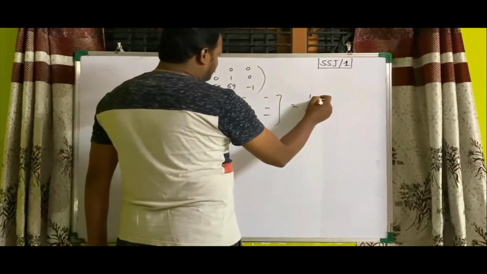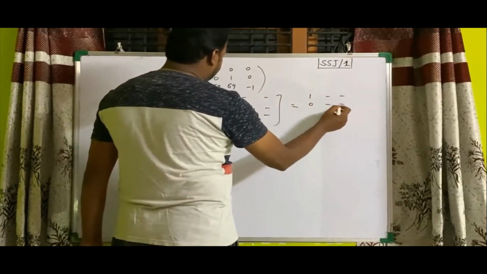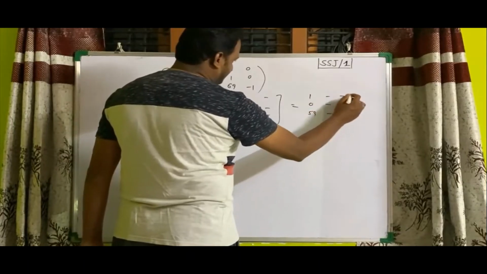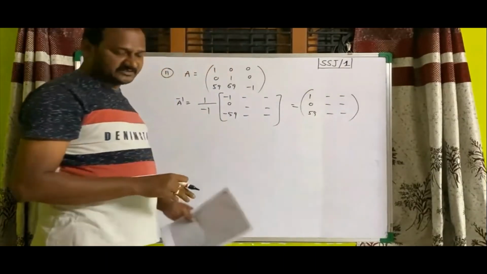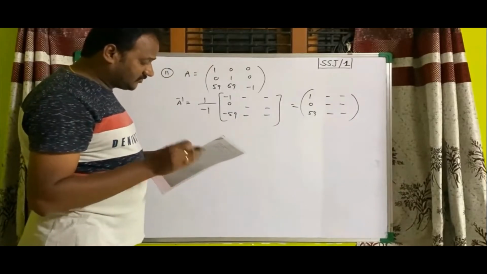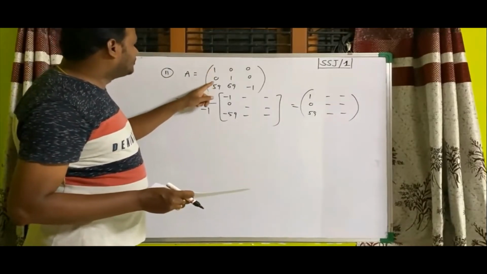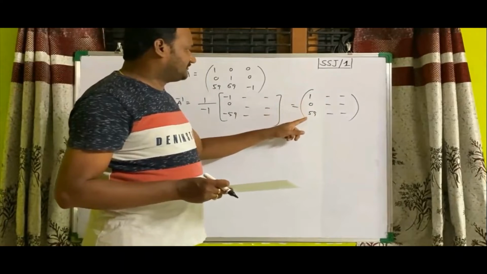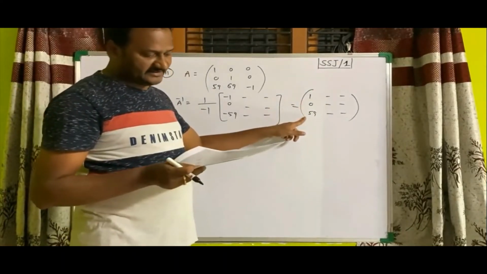Minus 1 into 1 is equal to 1 something, 0 something, and 59 something. This is what A inverse is. Now this is exactly equal to what? Once is here 1 0 59. This is 1 0 59. So what are you getting here?